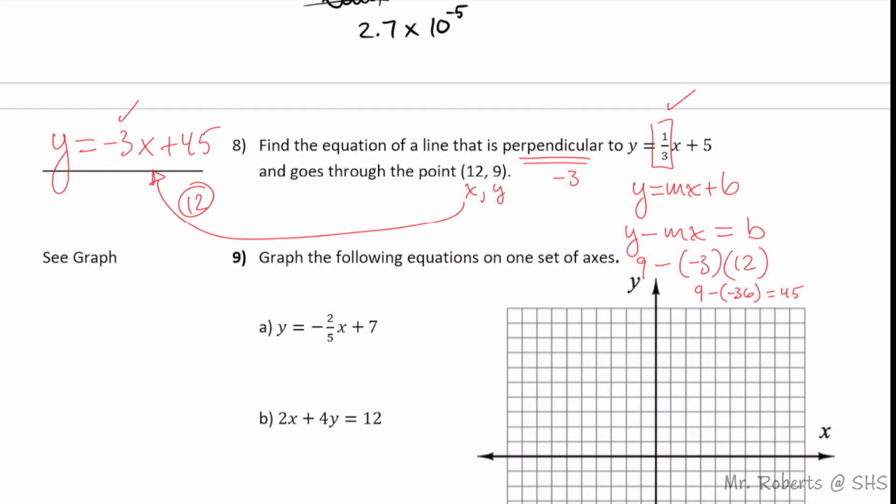-3 times 12 is -36, and -36 plus 45 is 9. So when 12 goes in, 9 comes out. So yeah, it's hitting that correct point.